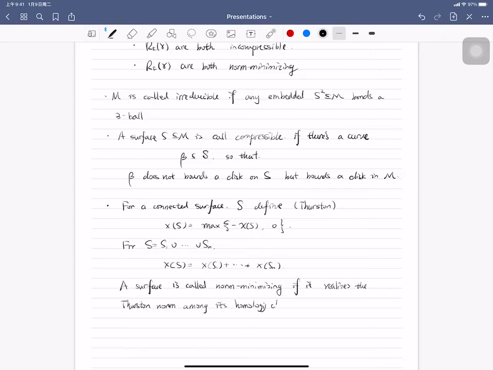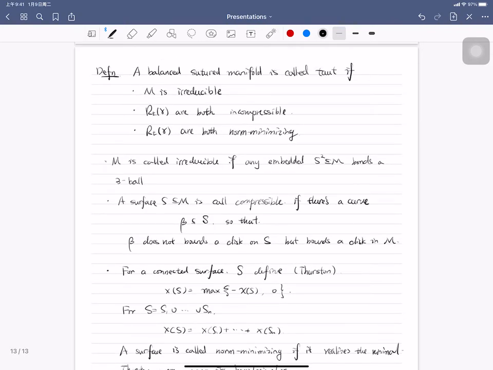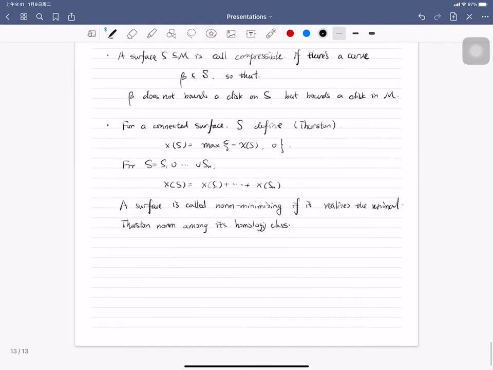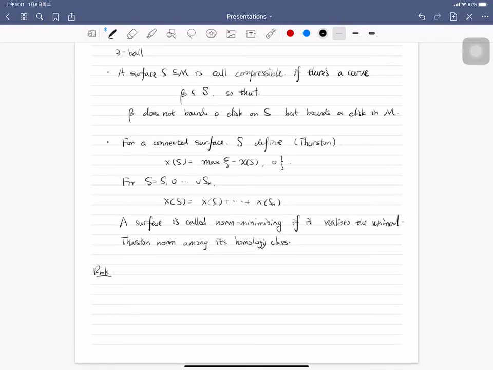Right, so the surface represents the second homology class. And well, there could be many different surfaces representing the same homology class, and the surface is called norm minimizing if it realizes the minimal norm among its homology class. Okay, right. So these are three conditions for a suture manifold to be taut, and tautness is a key concept in the suture manifold theory.